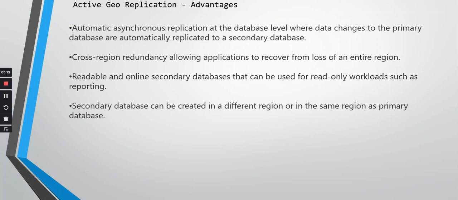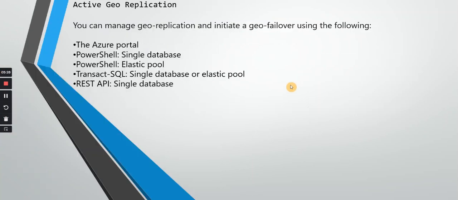Readable and online secondary database that can be used for read-only workloads such as reporting. And the secondary database will be created in a different region. As a best practice, we should always create this in different regions. Okay. Now, there are ways you can set up active geo replication.